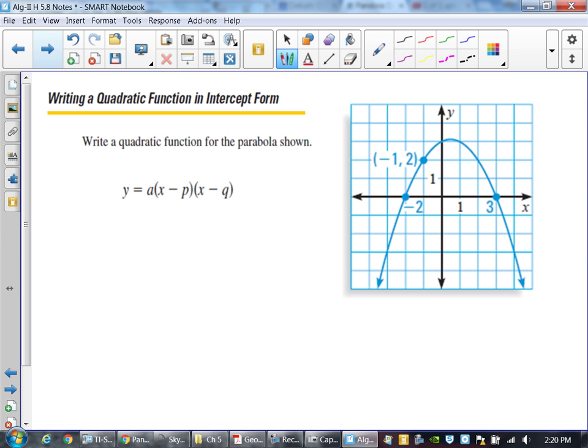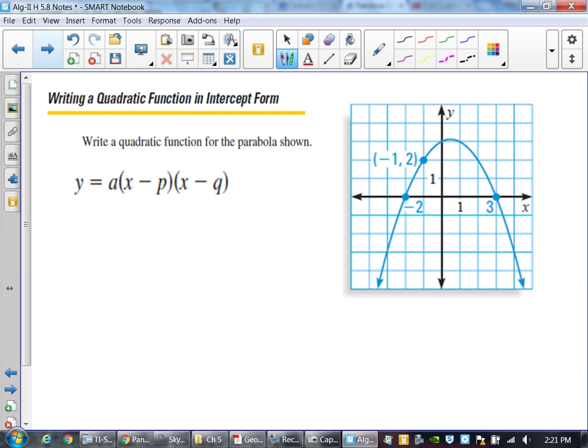Intercept form is when you have zeros. Your zeros are your x-intercepts. It's where it crosses the x-axis. Those are your p and q. Now remember, if your zeros are at -2 and 3, that means your terms would be x plus 2 and x minus 3. Because you're trying to think about what term, in parentheses, gives me the 0 of the intercept. So if your 0 is -2, what term, when you set it equal to 0, gives you -2? Well, it has to be x plus 2.